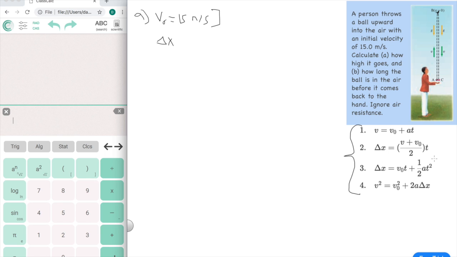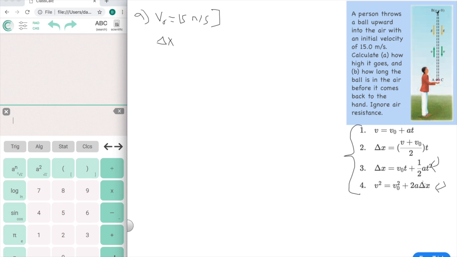For example, equation number 3 here has both delta x and v naught, but it also has t, and that's going to make things a little more difficult because we don't know how long it's going to take for the ball to get from point A to point B. A much easier way to go about it is to use equation 4 here, where we have the initial velocity, the acceleration, which is going to be gravity, and the delta x, which we're looking for.